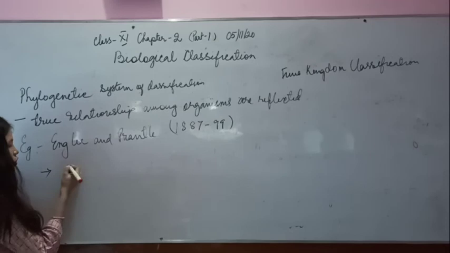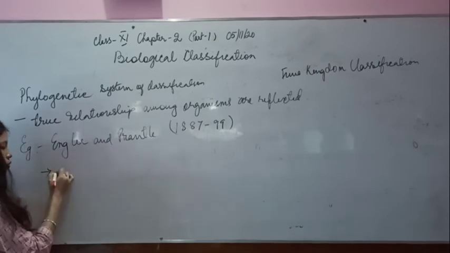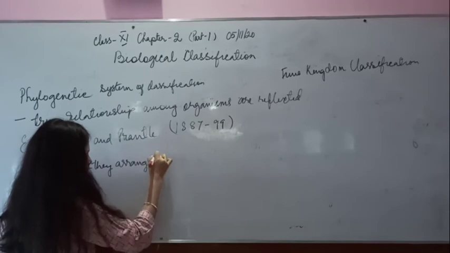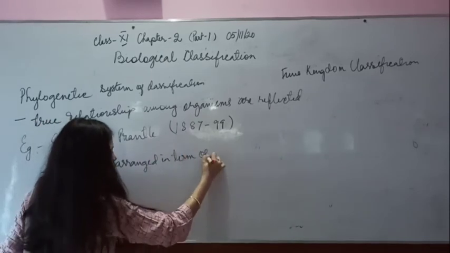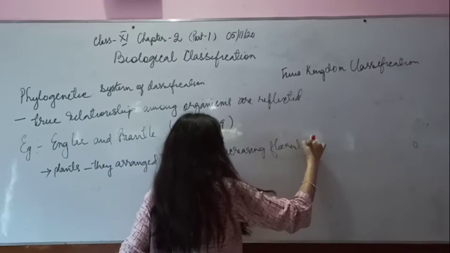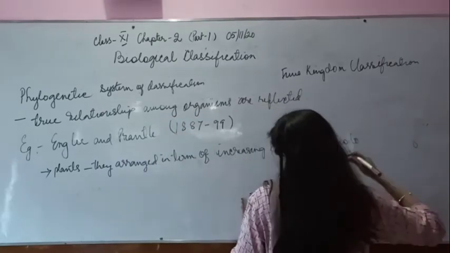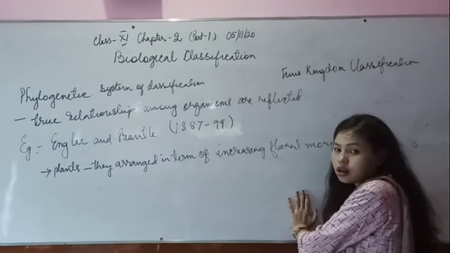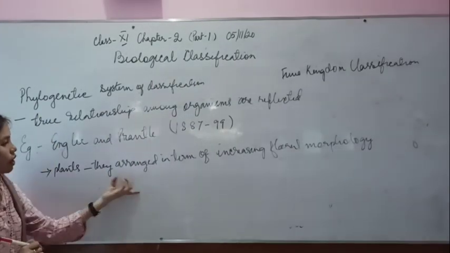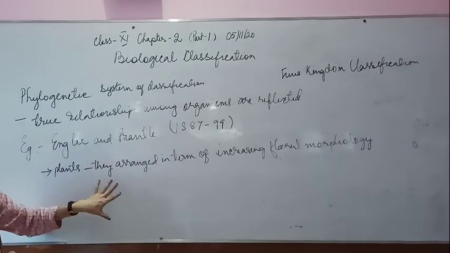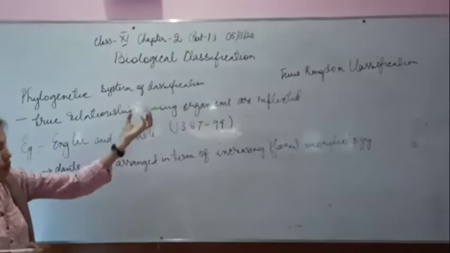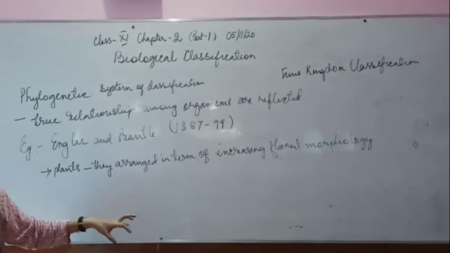Right. So in the case of this classification for plants, they arrange them in terms of increasing floral morphology. So the flowers which are more complex will be more evolved than the flowers which are simple. So the plants are arranged in terms of their increasing floral morphology, that is, the plants which have more complex flowers will be grouped as more highly evolved than the flowers which are simple in arrangement.